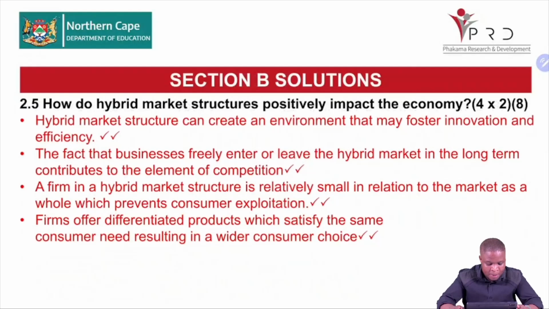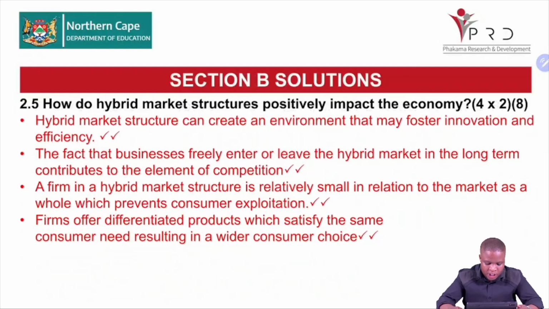A firm in a hybrid market structure is relatively small in relationship to the market as a whole, which prevents consumer exploitation. One firm is very small, the market is large. Monopolistic, there are many sellers there. So it's small and then there are many sellers. So this can result in businesses not exploiting consumers because there are many sellers.